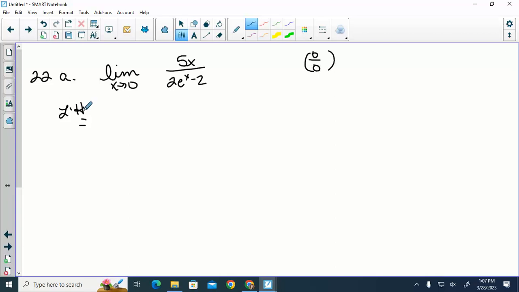Remember I asked you to label that when you did it? We just put that LH. So we're not doing quotient rule here, it's just the derivative of the top, which is 5. Derivative of the bottom, so that would just be 2 e to the x. Right, now if I plug in, the top is 5, the bottom is 2 times e to the 0, which is 1. So we get 5/2.